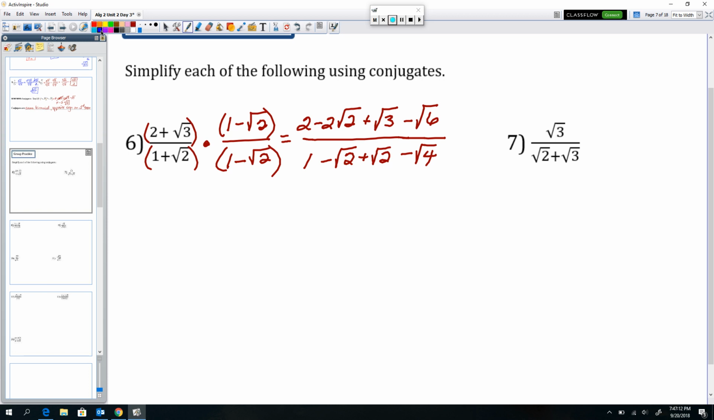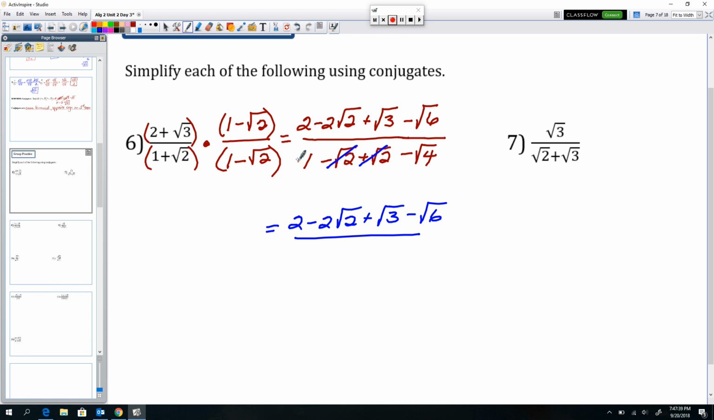I can cross some things out, which is my very favorite thing to do in math class. Negative square root of 2, positive square root of 2, those go away. I look at the top and see if there's anything to combine. There is not. Square root of 2, square root of 3, square root of 6. When I'm adding and subtracting, I can't combine any of that. So that nasty mess is going to be my numerator for the rest of this problem, which is fine. I can have that in the numerator, no problem.